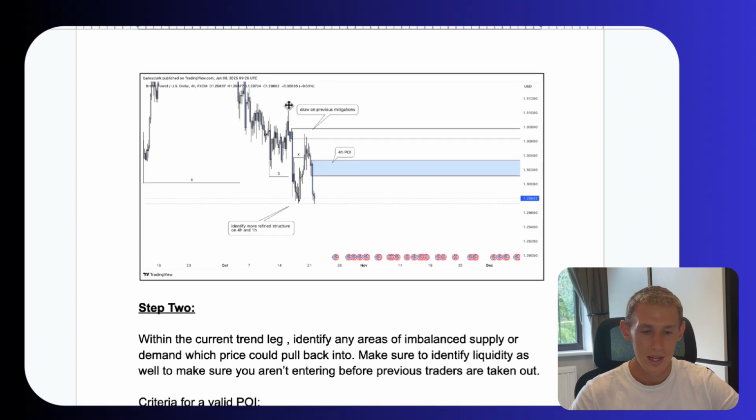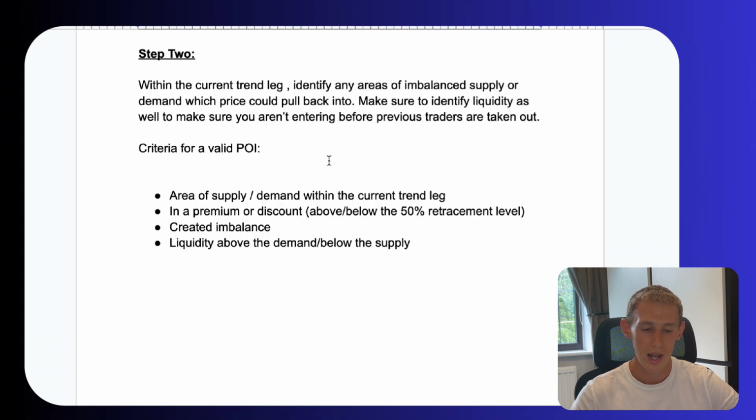And for myself, a valid point of interest is essentially an area of supply or demand within the current trend leg. So here we can see price was overall bearish. This was our most recent trend leg. I'm looking for an area of supply that price could pull back into and react from. Here we can see this area, right? This is the area I'm looking to sell from. It's within the current trend leg. It's a clear area of supply. So this is what I'm looking at, right?